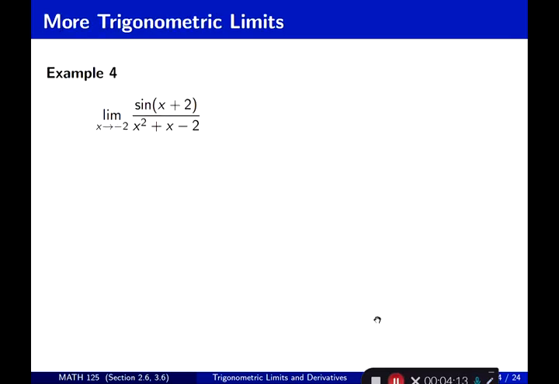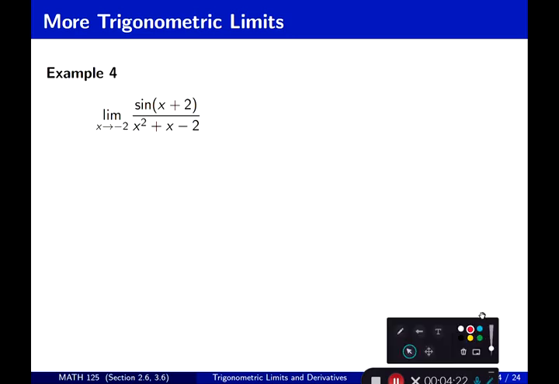Now, example 4. This time we have the limit as x approaches -2 of sine of x plus 2 over x squared plus x minus 2. Let's plug in -2. If I plug in -2, I will have the form 0 over 0. -2 to the power 2 is 4, minus 2 is 0, and sine of 0 is 0.